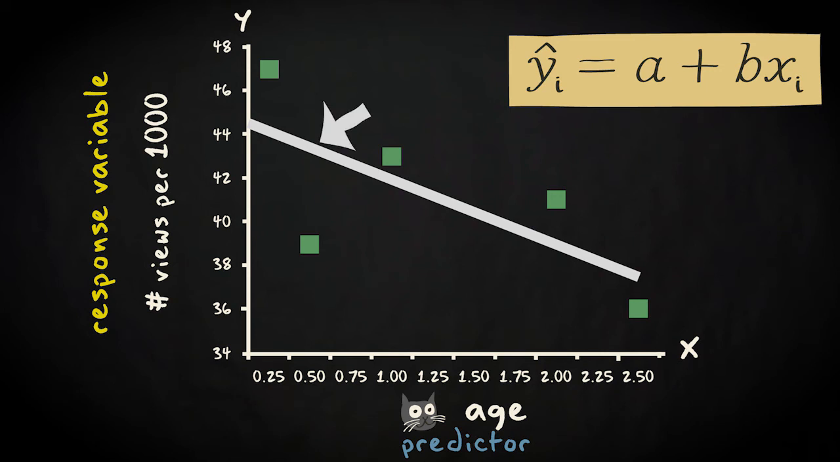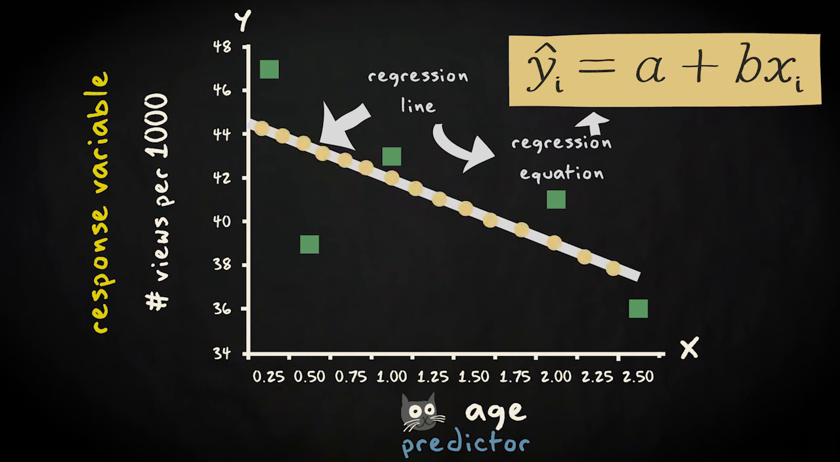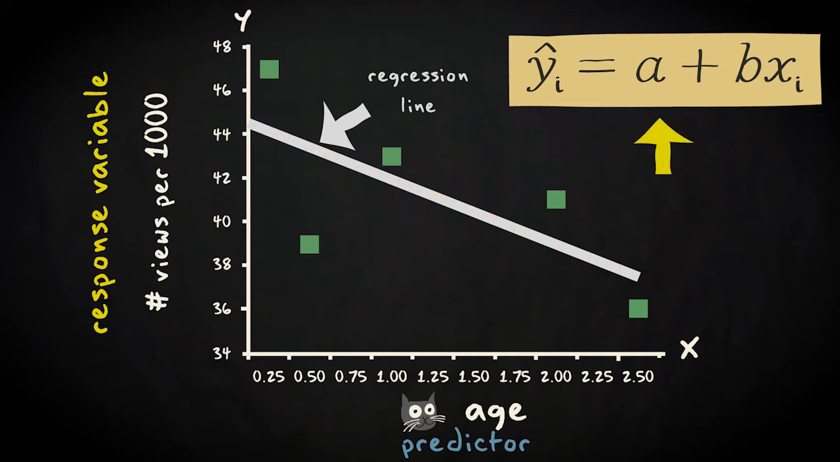This actually is the best fitting straight line through the scatterplot. We call this the regression line. It's described by the regression equation. It gives predicted response variable scores for each value of the predictor. The equation is y hat sub i equals a plus b times x sub i. Y hat sub i is the predicted score on the response variable y, popularity, for case i, given their value x sub i, on the predictor x, cat age.